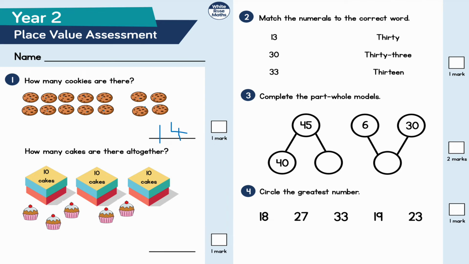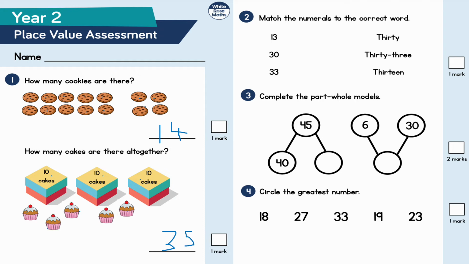How many cakes are there altogether? We've got 10, 20, 30, 31, 32, 33, 34, 35. So we're going to have 35. There, okay. This is question number 2.